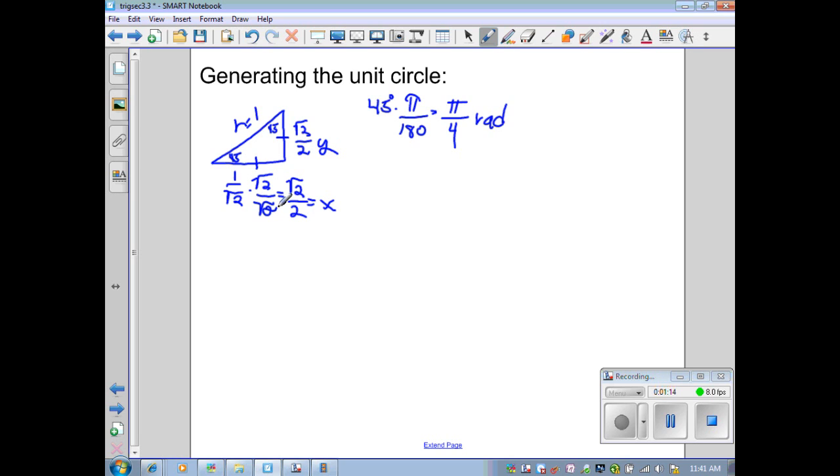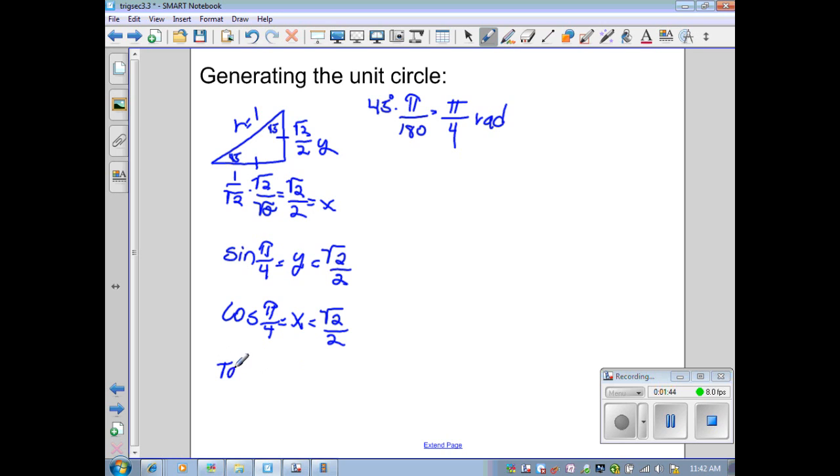Now from here, I can find my circular functions as I did on the previous triangle by starting with the sine of s, and in this case it's going to be pi over 4. The sine of pi over 4 is going to be my y value, which is the square root of 2 over 2. The cosine of s, or pi over 4, is going to equal my x value, which again is the square root of 2 over 2.